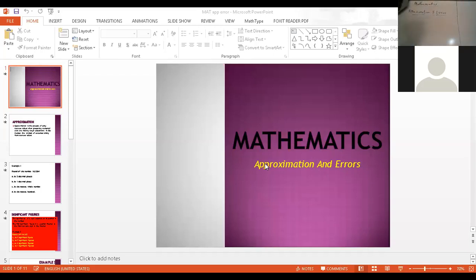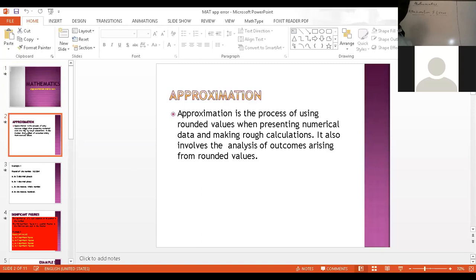All right. What we have today is mathematics, and as you can see on your screen, the topic is approximation and error. Now, most of what we do today is based on revision, because I believe it should have been taught. But repetition strengthens memory. So we'll talk about rounding of numbers as well as significant figures.